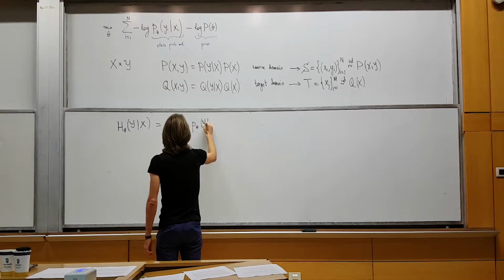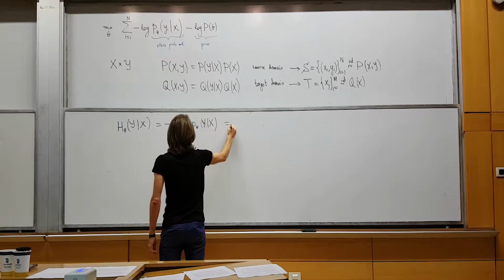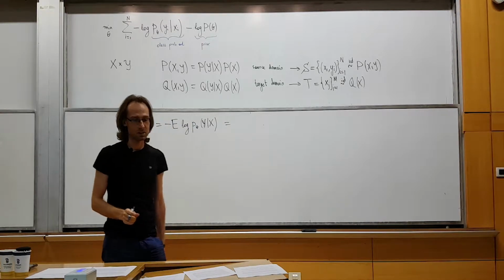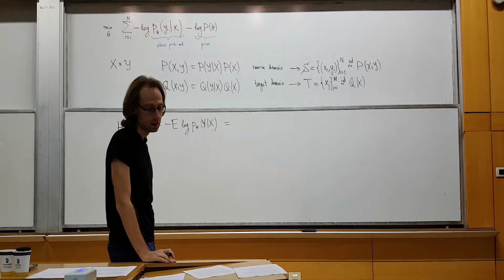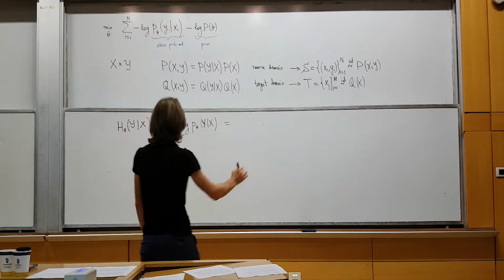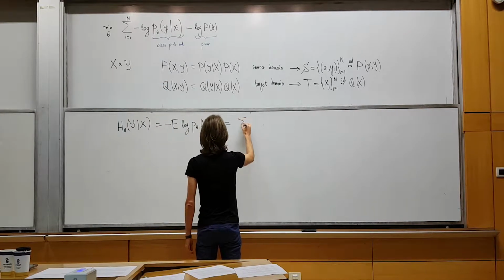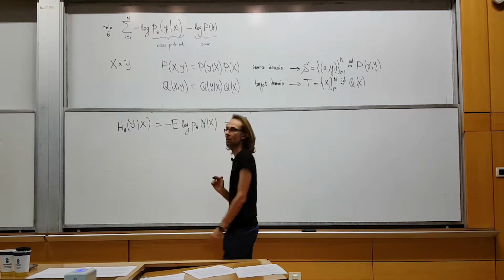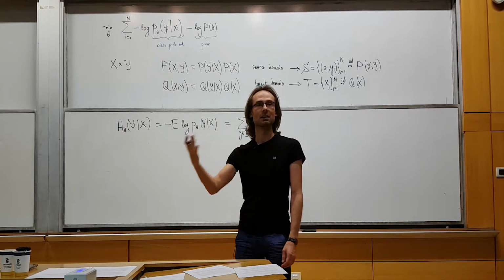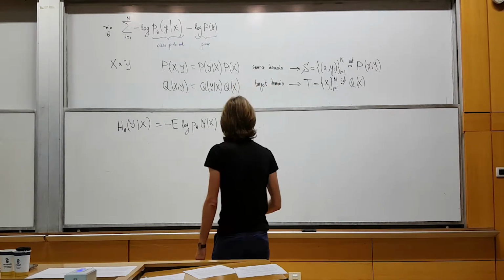Y given x. Okay, so let's write it explicitly. I can write it as an integral with respect to x, and sum over all the labels. I'm assuming that I have a discrete label space. Otherwise, I will need to write an integral over all the labels with some density on the label space.